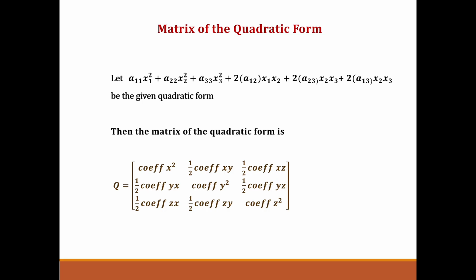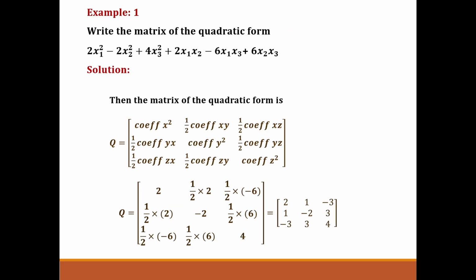Let a11 x1 squared plus a22 x2 squared plus a33 x3 squared plus 2a12 x1 x2 plus 2a23 x2 x3 plus 2a13 x1 x3 be the given quadratic form. Then the matrix of the quadratic form is Q equal to: coefficient of x squared, half into coefficient of xy, half into coefficient of xz; half into coefficient of yx, coefficient of y squared, half into coefficient of yz; half into coefficient of zx, half into coefficient of zy, and coefficient of z squared. Using this formula, we are going to write the matrix of the given quadratic form.